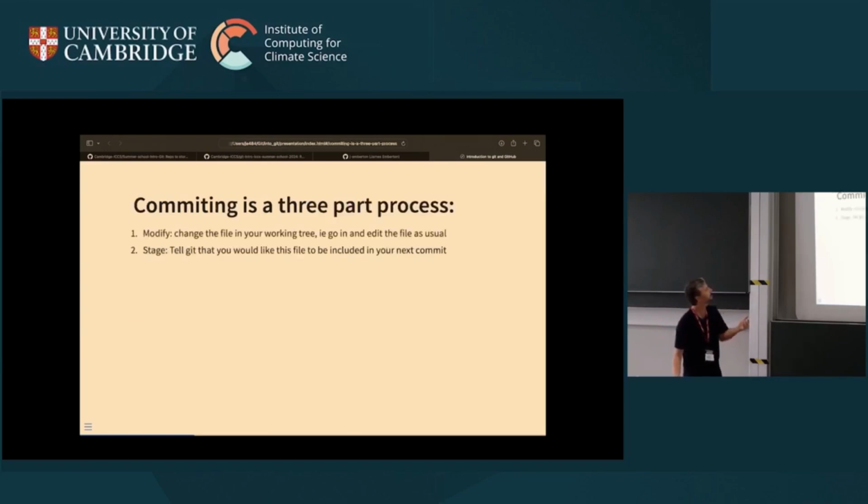Committing is a three-part process. The first step is that you modify the file. So you go into your working tree, edit the file as normal, make your changes, and save them.